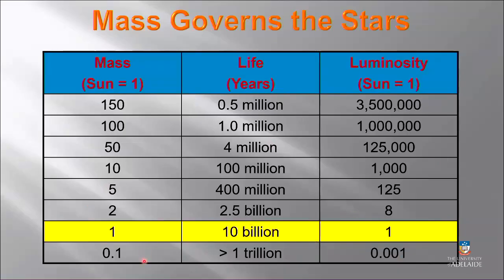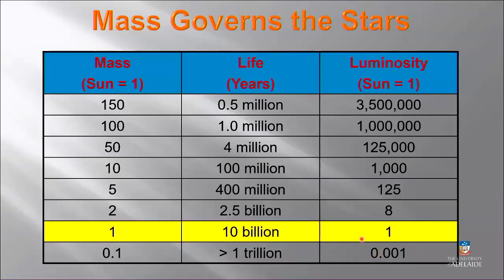Now for a star that's only a tenth the mass of the sun, like a red dwarf, it'll live for up to or greater than 1 trillion years. So no red dwarf has actually lived long enough to have died in the life of the universe. Every red dwarf that has ever been born is still burning away hydrogen. But they have very, very low luminosity.